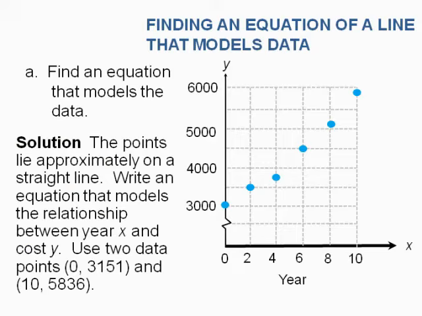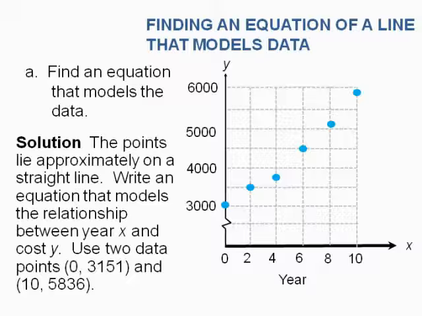Now it says find an equation of the line. So here's something you could actually use in real life. Oh my gosh, Young, that models this data. Notice it says the points lie in approximately a straight line, and we want to write an equation that models the relationship between year X and cost Y. So we're just going to pick a few points, and we can pick any two here on this data. We're going to choose the point (0, 3151).